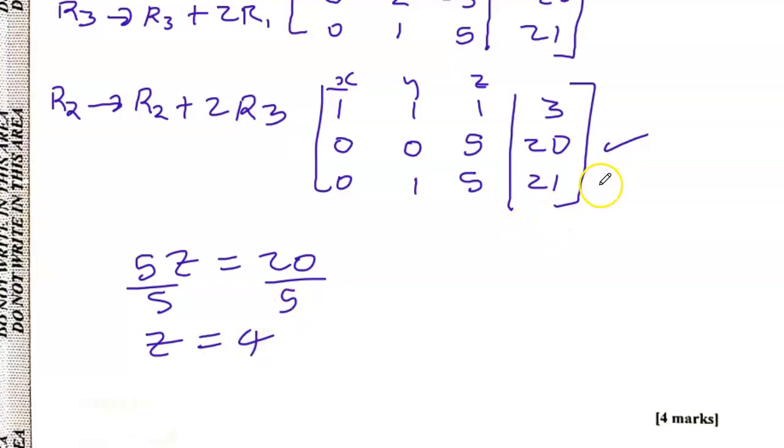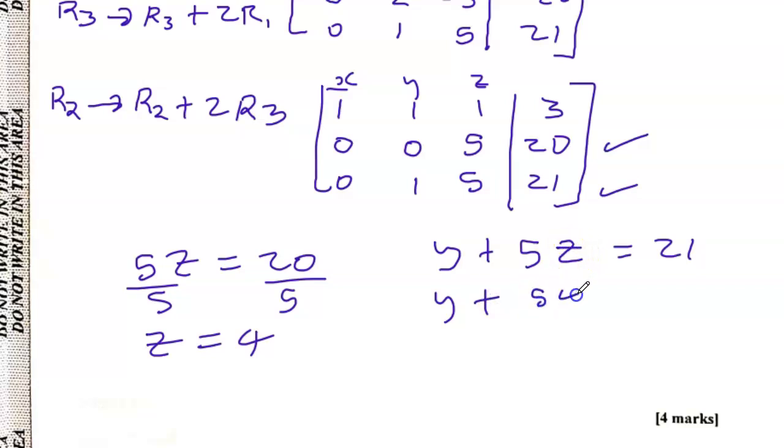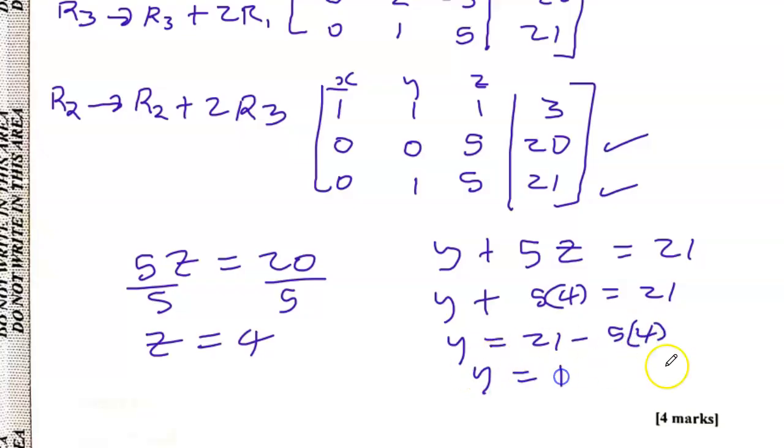If you look at row 3, it says y plus 5z equal to 21. So y plus, we just found z to be 4. So y plus 5 times 4 is equal to 21. So y is equal to 21 minus 5 times 4. That's 21 minus 20. So y is equal to 1.